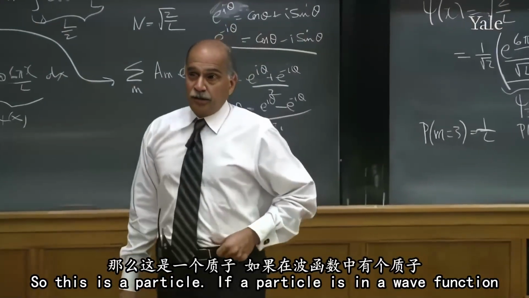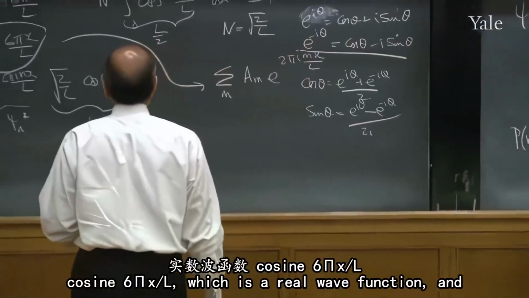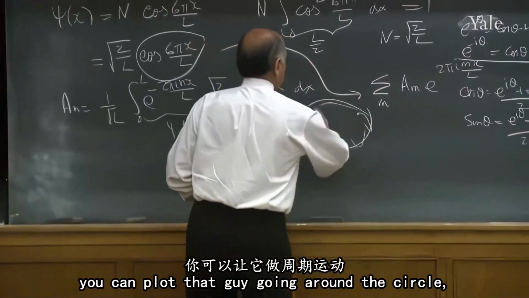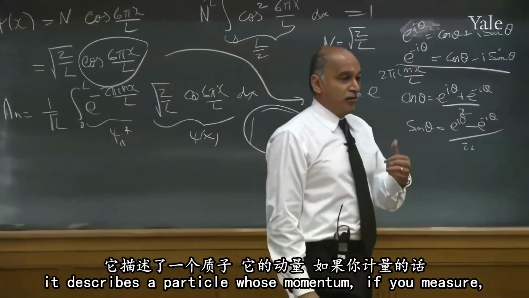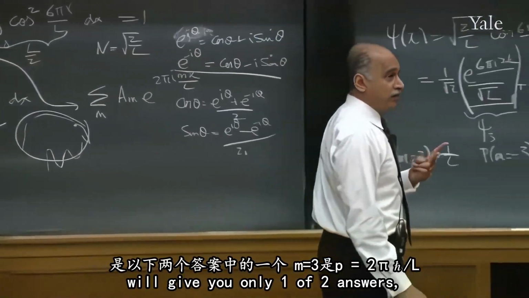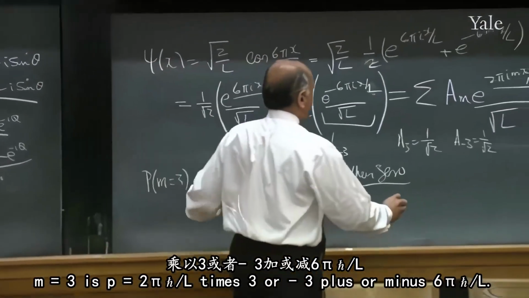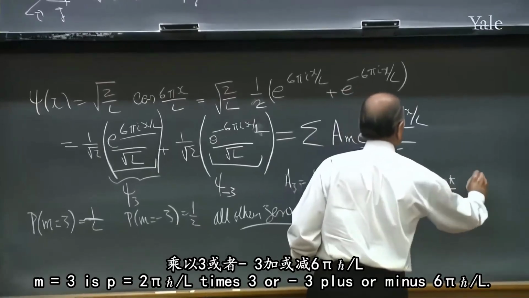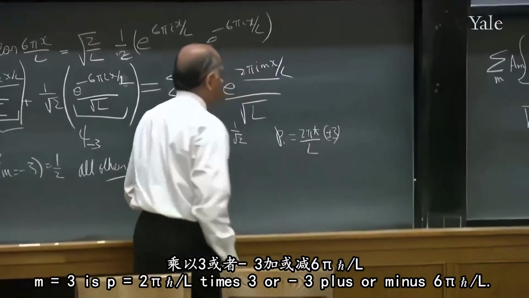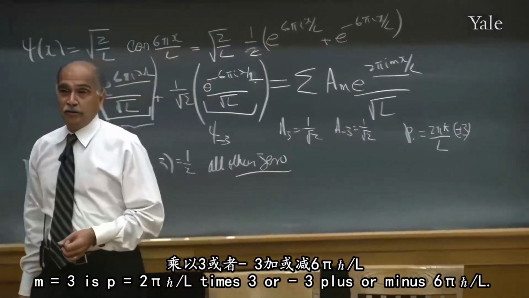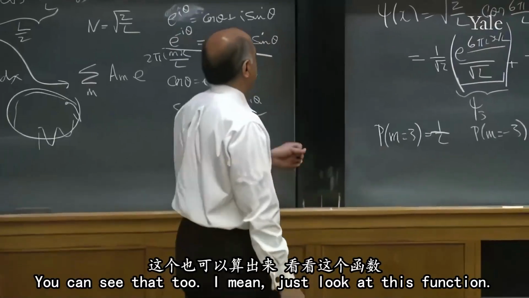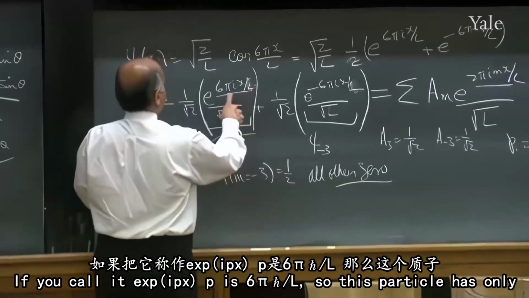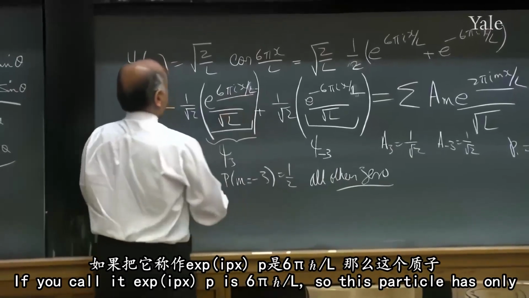So this is a particle. If a particle is in a wave function cosine 6 pi x over L, which is a real wave function, and you can plot that guy going around the circle, it describes a particle whose momentum, if you measure, will give you only one of two answers. m equal to 3 is p equal to 2 pi h bar over L times 3, or minus 3, plus or minus 6 pi h bar over L. You can see that too. I mean, just look at this function. If you call it e to the i p x, p is 6 pi h bar over L.